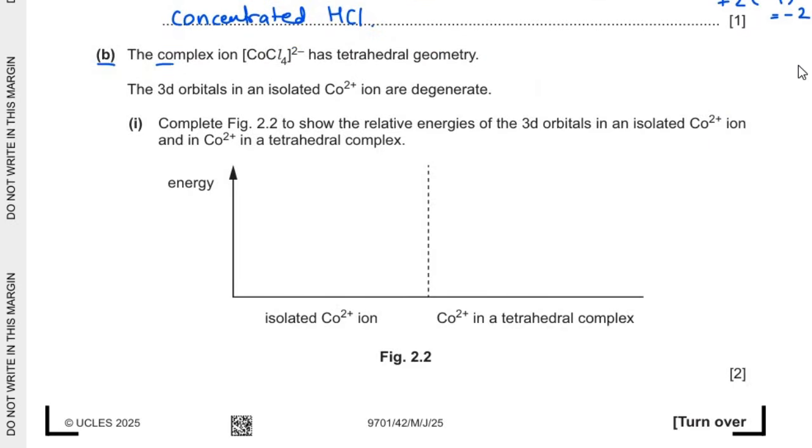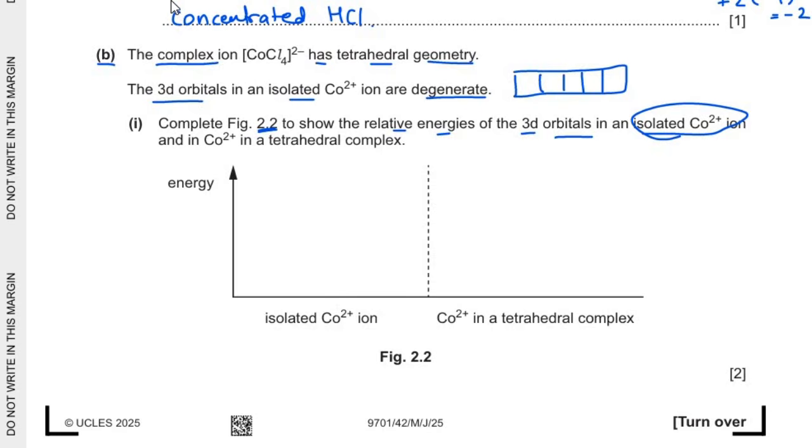Let's understand B. Now the complex ion CoCl4 2- has a tetrahedral geometry. Now the 3d orbitals in an isolated Co2+ ion are degenerate. Now what do you mean by degenerate? Degenerate means all the d orbitals, that is 5 d orbitals we have, have the same energy, so we call it degenerate. And complete the figure 2.2 to show the relative energies of 3d orbitals in an isolated Co2+, that is cobalt ion, and in the cobalt ion of a tetrahedral complex which is formed here.